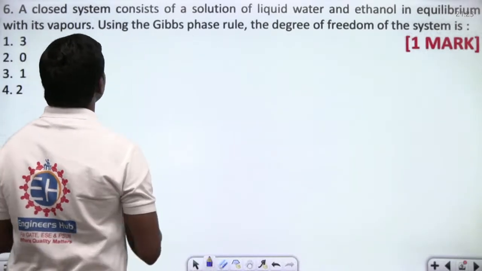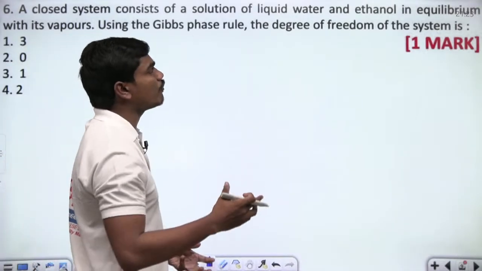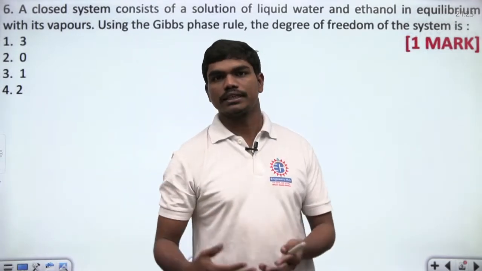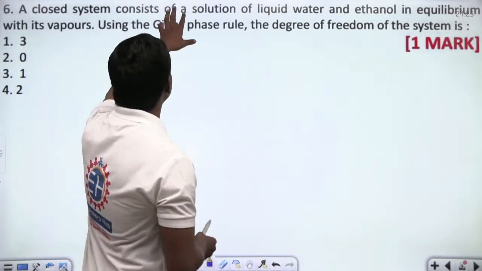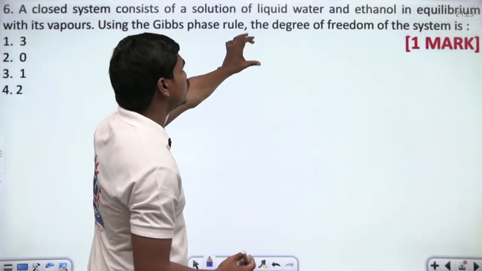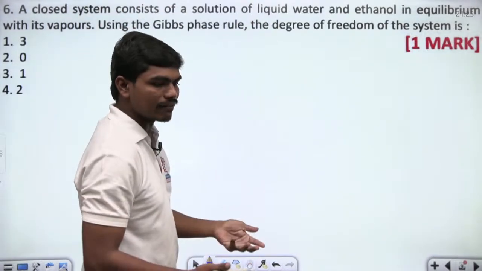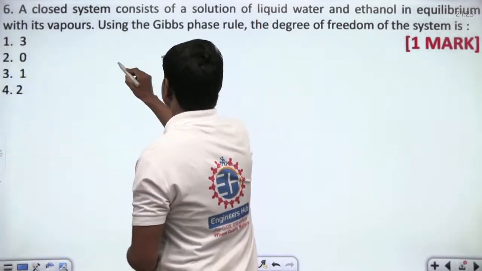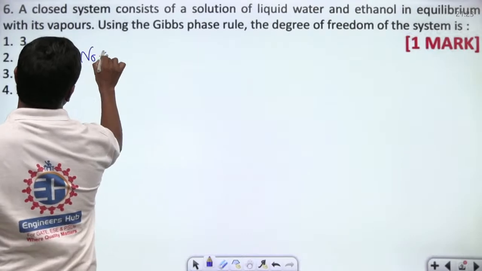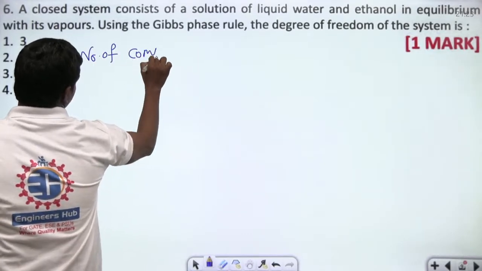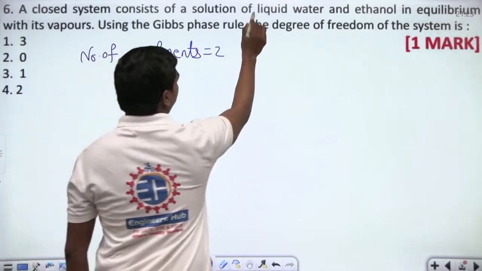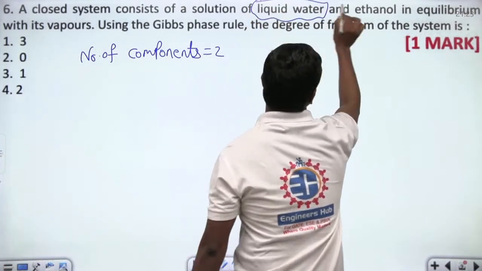We have a closed system that consists of a solution of liquid water and ethanol. And what is ethanol? Generally the ethyl alcohol that people consume, correct? So a closed system consists of a solution of liquid water and ethanol in equilibrium. Now, if you look clearly, there are two components. Number of components is equal to 2. And what are the two components? We have liquid water here, and also we have ethanol here.